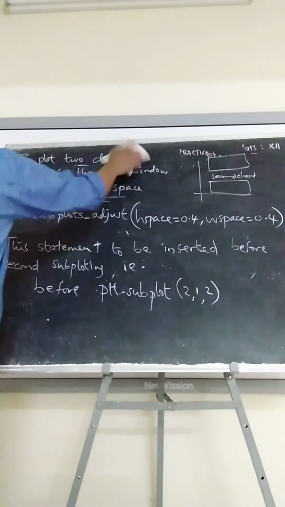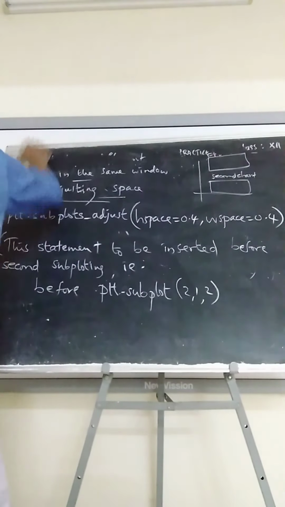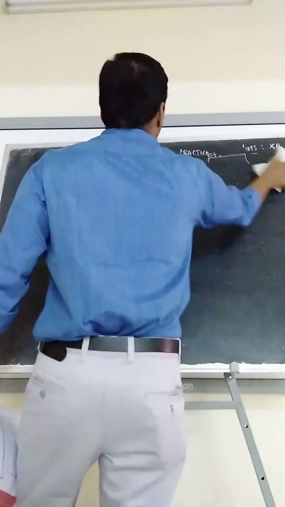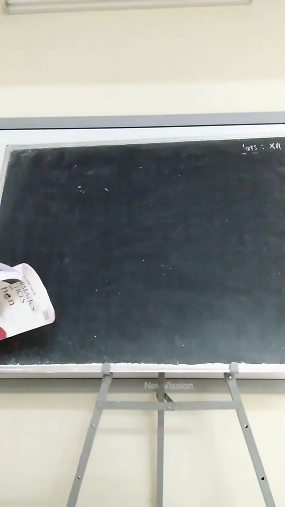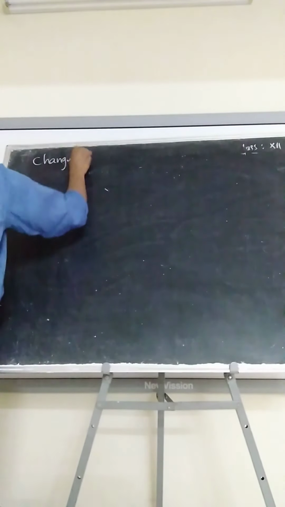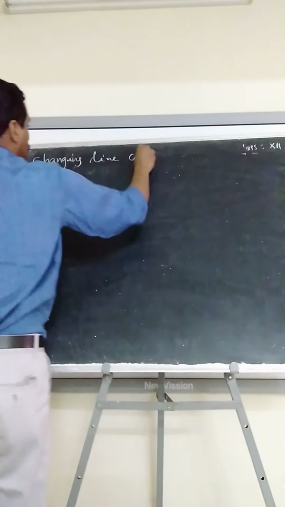Even without that, your program will work. But when you change the line color and set a new color, increase the width and make the line a dotted line, that will make your chart more presentable, more beautiful than a rough chart. So we will be dealing with that. That is the next topic, after subplotting multiple views. The next topic is changing line colors and styles.